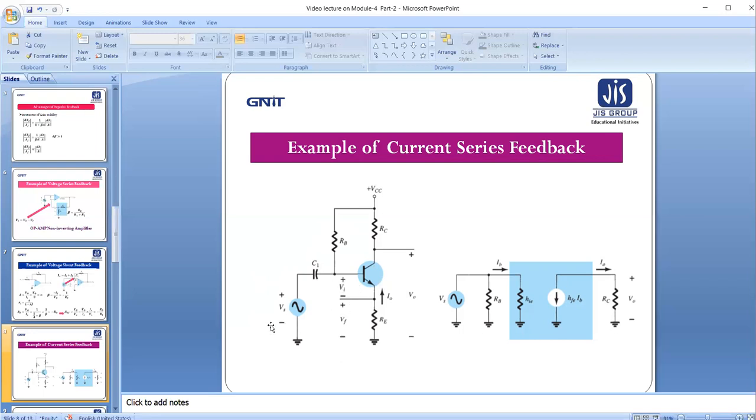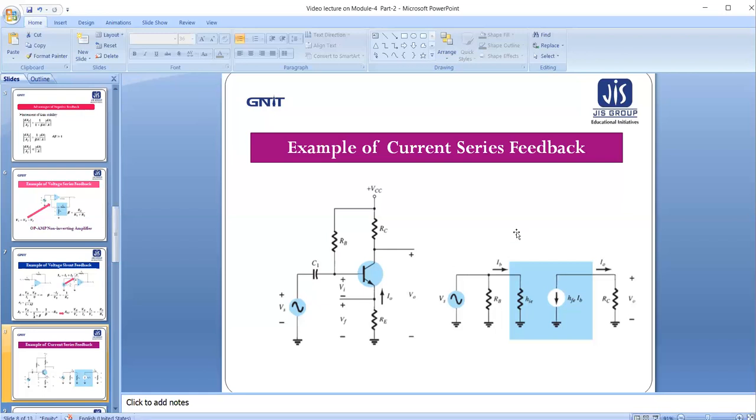the actual Vs. Therefore, the actual input signal will be the difference between Vs and Vf. So this is known as the series mechanism. Series means a voltage difference. So this feedback voltage will oppose the Vs, that means the input signal of the BJT will be the difference between Vs and Vf.